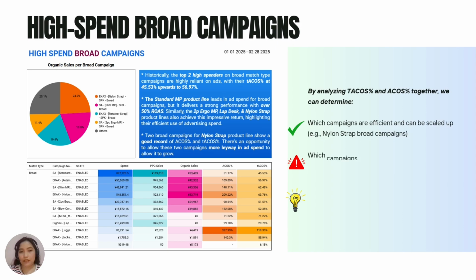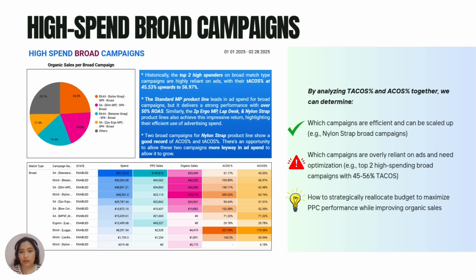Now for high-spend broad campaigns. By analyzing TACoS percentage and ACoS percentage together, we can determine which campaigns are efficient and can be scaled up, such as in the case of nylon strap broad campaigns. Conversely, high-spending campaigns with TACoS percentage between 45 to 56% may indicate over-reliance on ads that requires optimization. And then understanding these metrics help in reallocating the budget strategically to enhance PPC efficiency while also boosting organic sales.